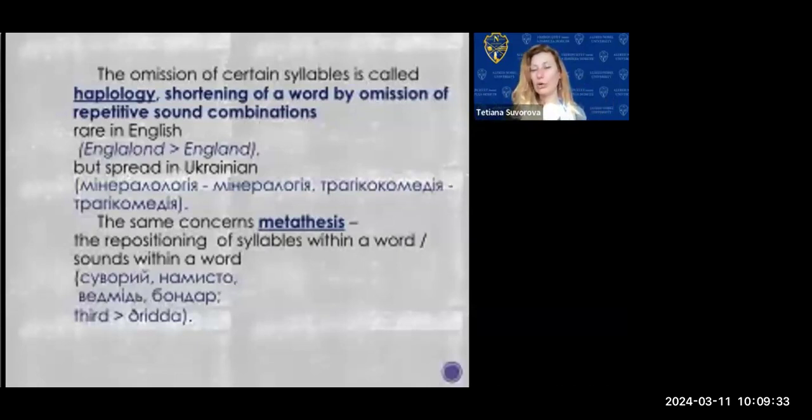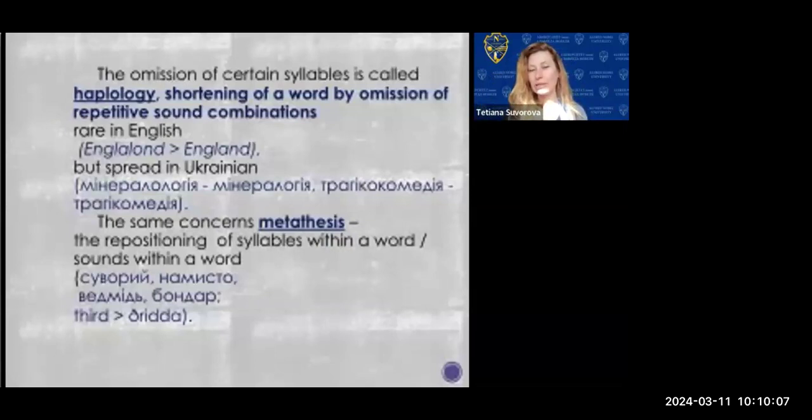mineralogia, tragikomedia, so twice koko disappears, lolo disappears one, and we leave just one. Because for Ukrainian, it's not typical to have very long words and repetitions within words. It's considered to be not so pleasant for hearing, for sounding, and for that reason, to create this melody of the language in Ukrainian, this process is very popular.